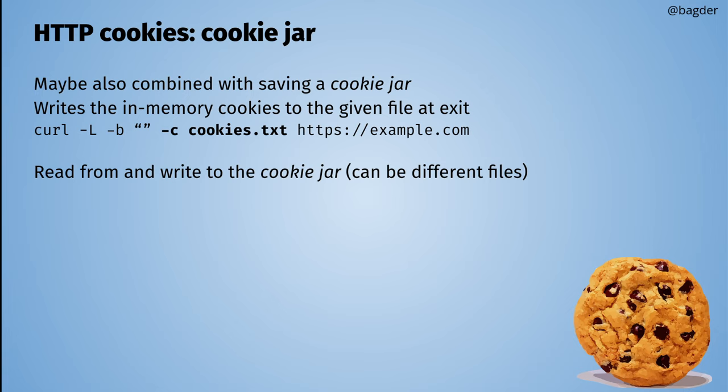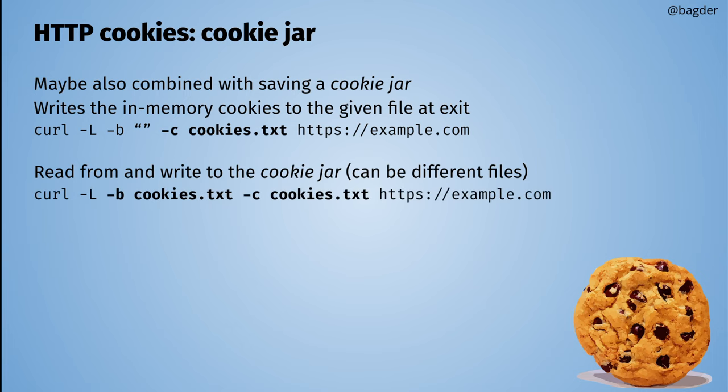I just wanted to remember that. So usually when you play around with this, you set dash B and dash C to the same file name, because then it reads the old cookies from the file. If it updates them, it'll rewrite the new ones, or the current new set, to the file again, just over and over. So you can have that in your cron job and your scripts, and do this every time, and it'll just maintain the cookie state correctly in the cookies.txt file.